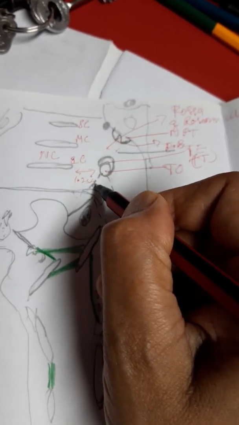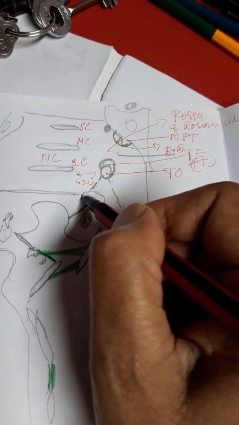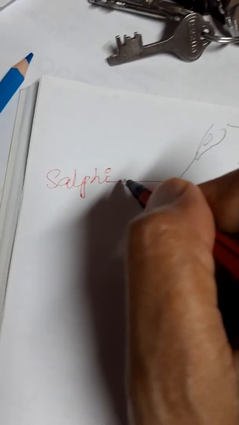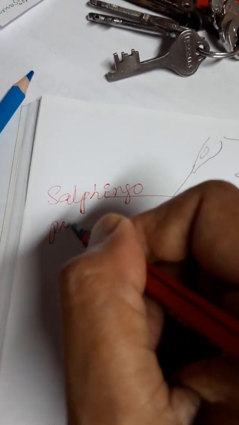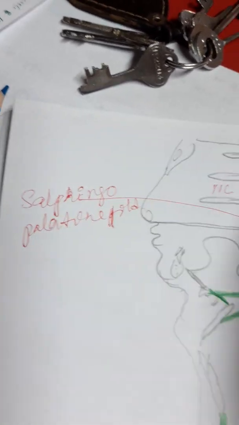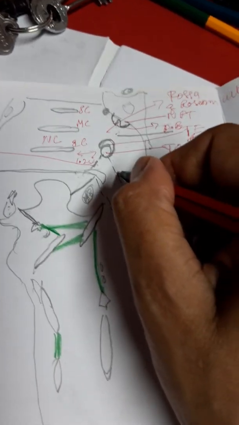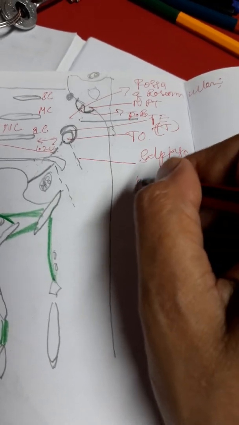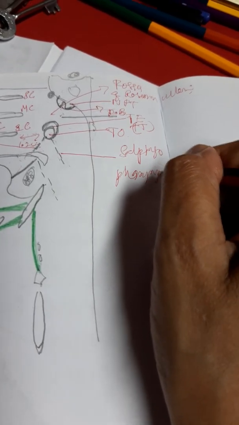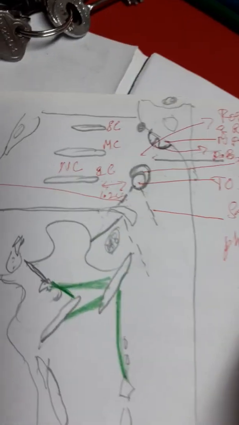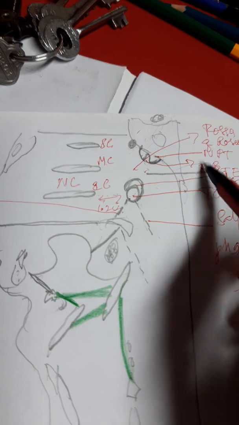Now this fold that you are seeing coming from the tube towards the soft palate will be called salpingo, salpinx meaning tube, salpingo-palatine fold. Now this other fold is called salpingo-pharyngeal fold. So these are the features of the lateral wall of the nasopharynx.